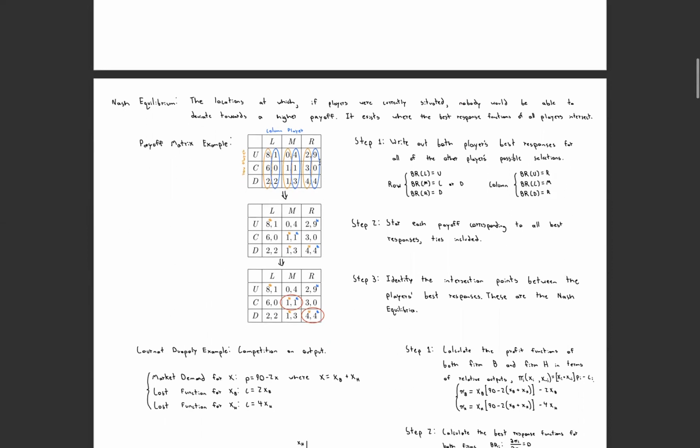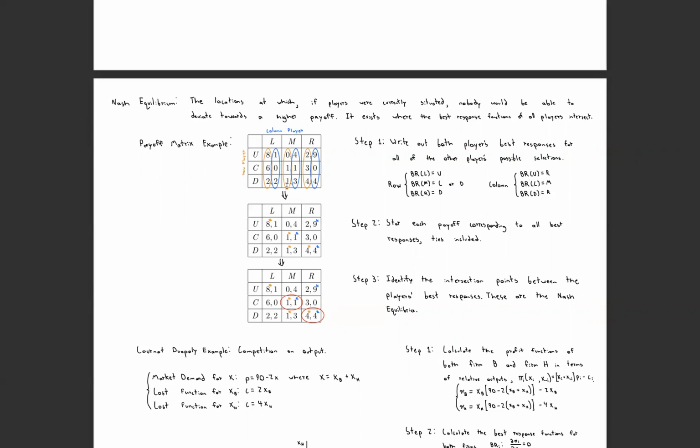So the column players in blue, row players in orange here, and I've set it up for you. I'm just giving you a couple of payoff matrix examples. And if you see one of these problems, I would just walk through it like this. So you have step one, write out both players' best responses for all of the other players' possible selections. So I would go about saying, oh, the best response in response to L is going to be U for the row player. Likewise, your best response for the column player playing U, the row player playing U, is going to be the column player playing R. So write that out.